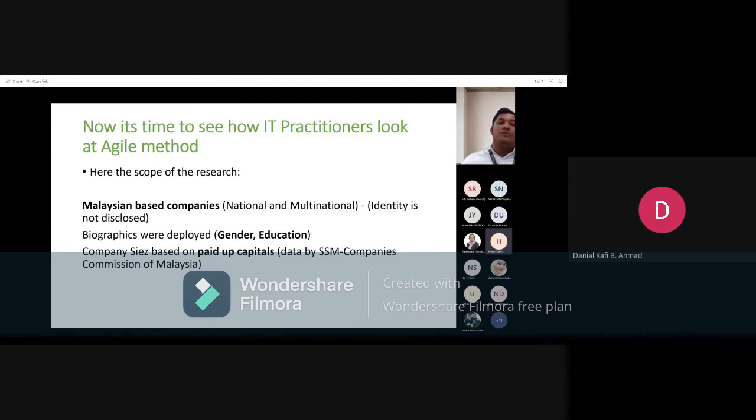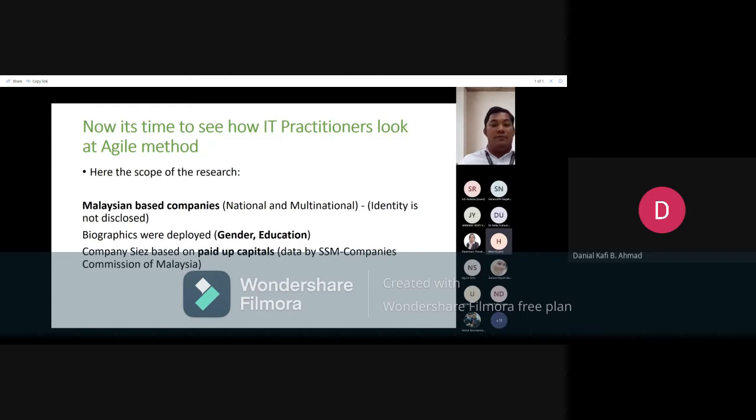Identity is not disclosed, but they are very popular companies, and it was quite a lot of paperwork to get permission from the companies to get perceptions, because I think their perceptions are very important. Even though it is just perceptions, we need to know, because perhaps the results can help the ministries or other relevant agencies to do improvement on agile related things.